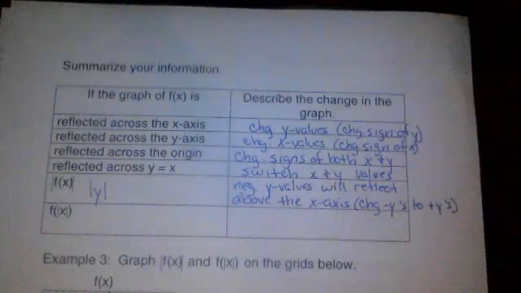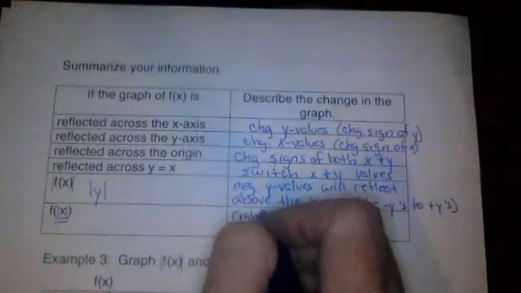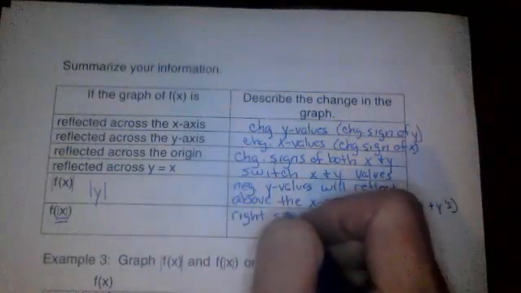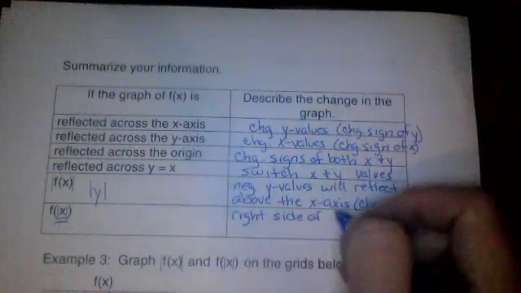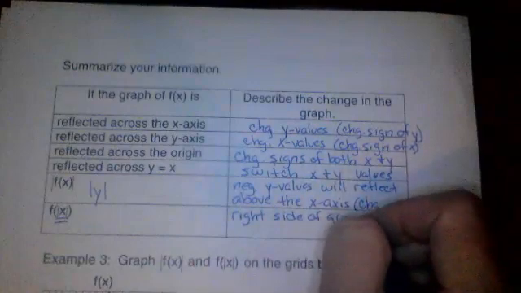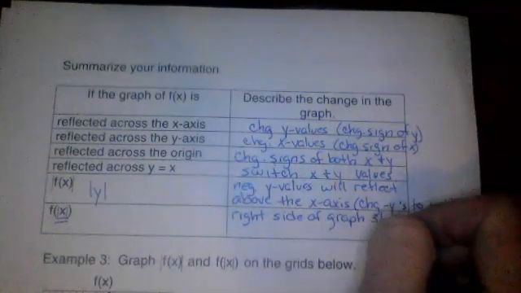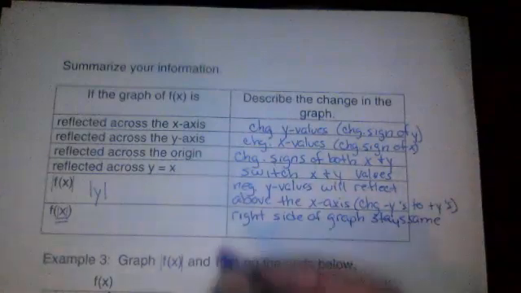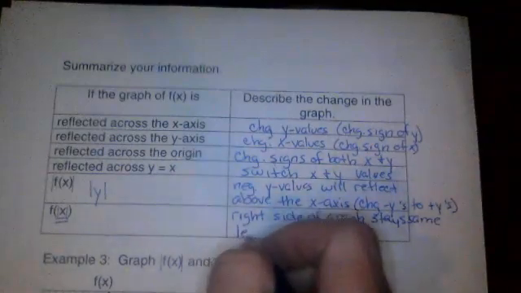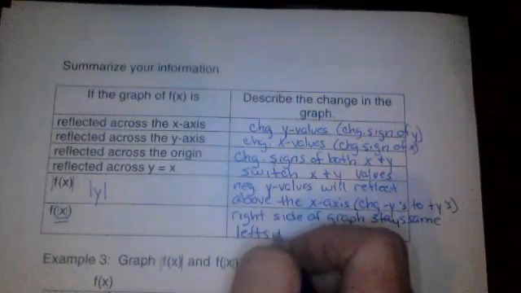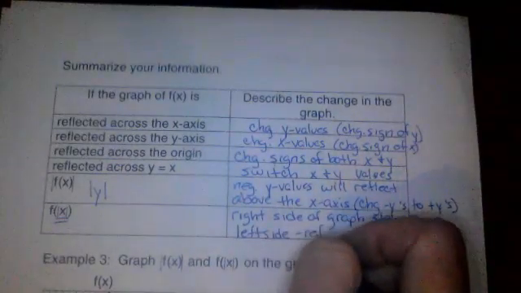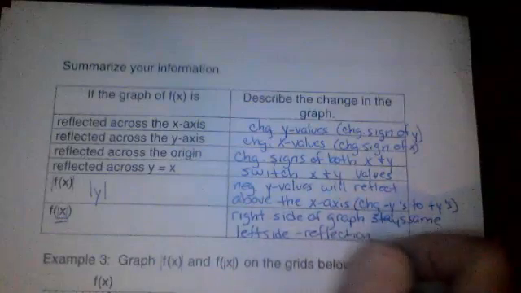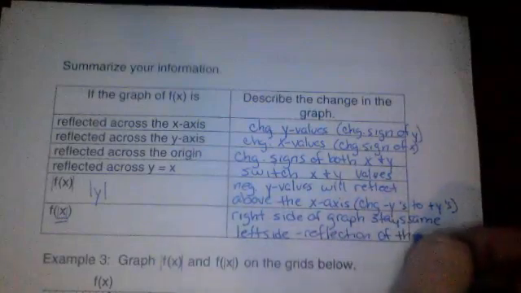All right, and then lastly, whenever we have f of the absolute value of x, then the right side of the graph, which is where all of your positive x's are, is going to stay the same. And then we're going to reflect that to the left side. So the left side is a reflection of the right.